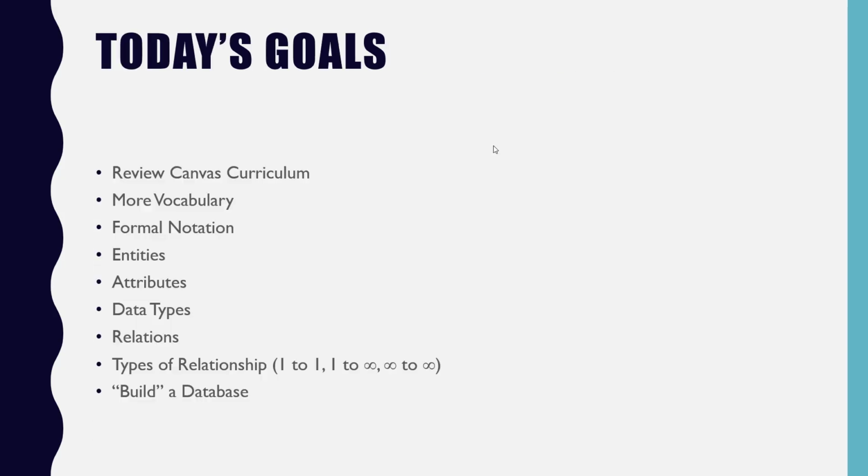So this was our plan today. Review Canvas, which we did here in class. We didn't do that for the recorded portion of it, but learn some more vocabulary, some formal notation. You guys remember the formal notation? Table name, field names, and parentheses. We looked at entities and attributes again, just a reminder. We looked at the data types. What is a relation? Another name for a table. And then types of relations, we have one-to-one, one-to-many, many-to-many, and then off camera, we're going to build a database here on the whiteboard together. Okay? Any questions?